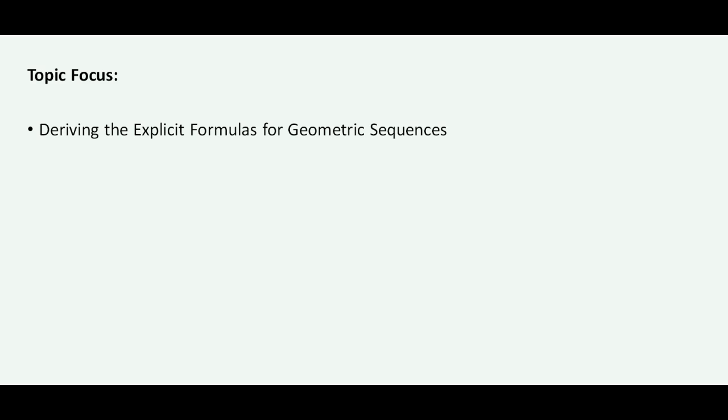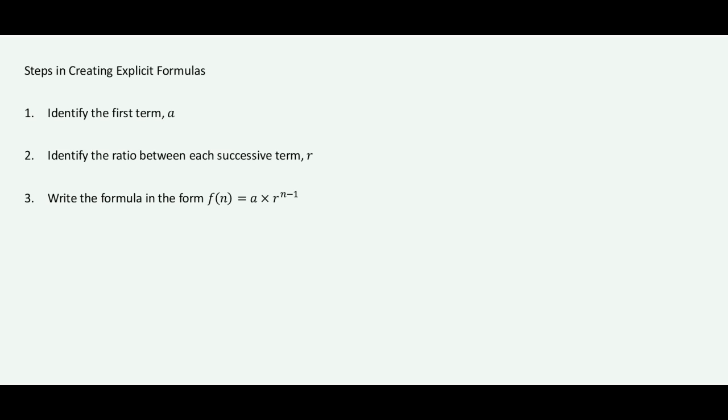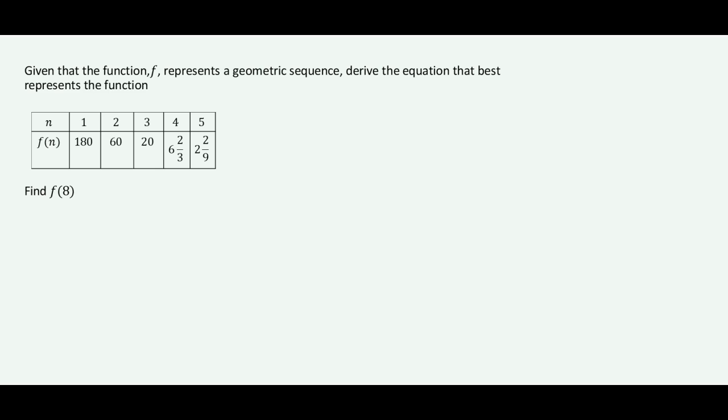We will now examine explicit formulas for geometric sequences. We're going to go through the different steps that we have to follow to arrive at the explicit formula. Now here are the steps. We identify the first term, we identify the ratio between each successive term, and then we're going to write the formula in this format. We have the first term multiplied by the ratio to the power of n minus 1. Let's go ahead and apply these steps.